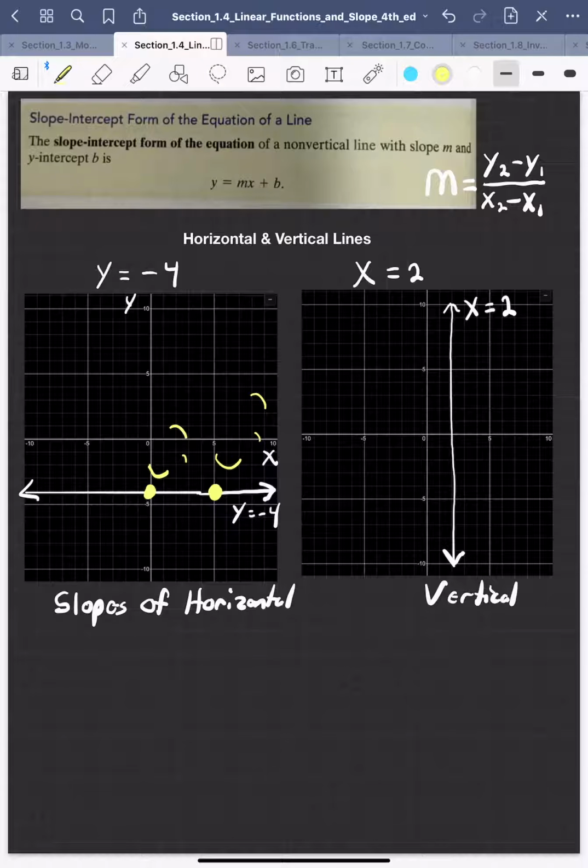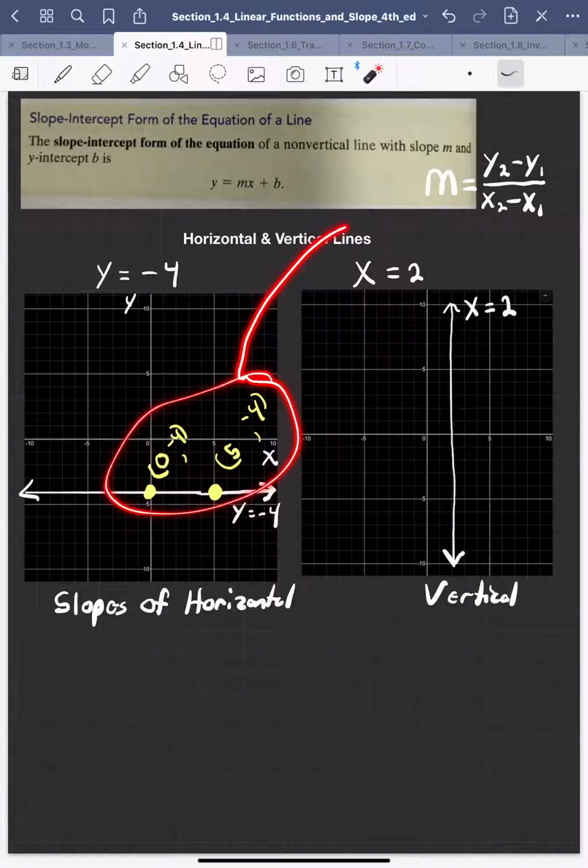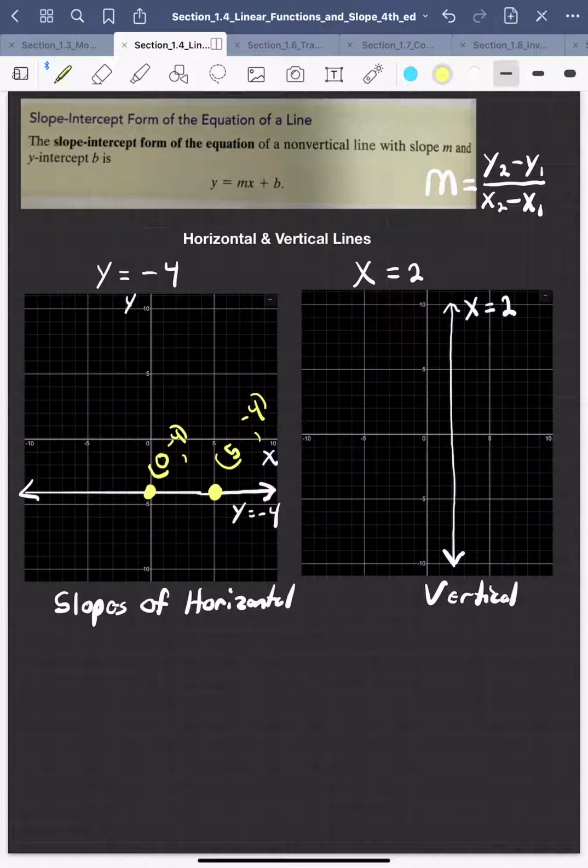Well, the first point, x is at 0, and what is y? Well, it's at -4, right? It's always at -4 for this line. The second point, x is now at 5, and what's y? Well, it's -4. So watch what happens if I take these 2 points and plug them into my slope formula. I end up with m is equal to, ready? Let's go ahead and plug everything in.